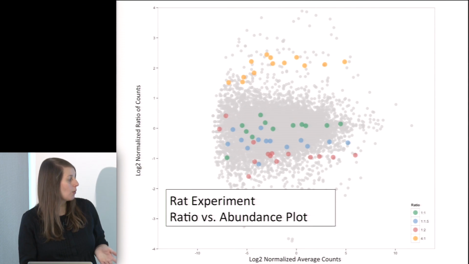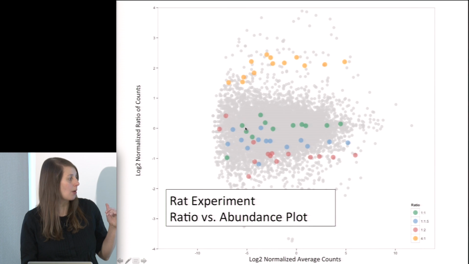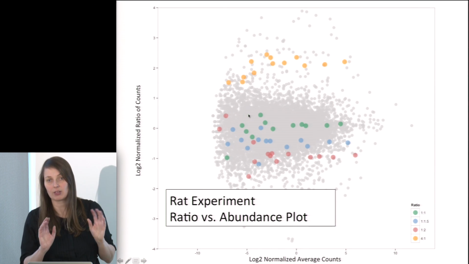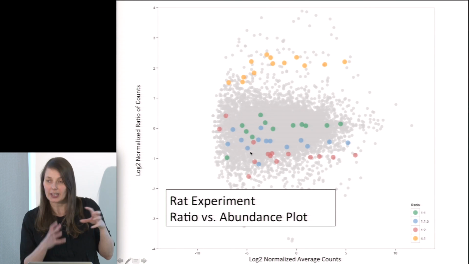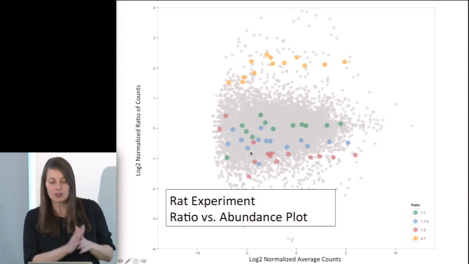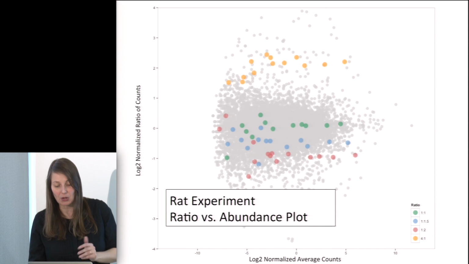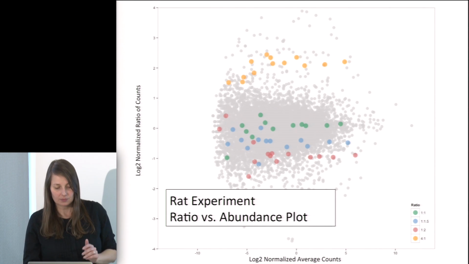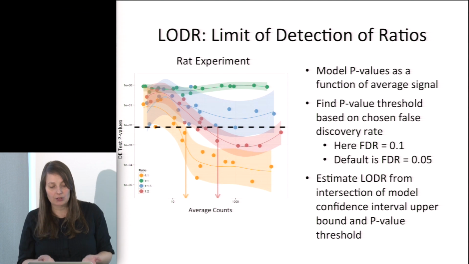And so what we really want to understand is how good are we at seeing differences from no difference, right? So when can we actually detect a ratio difference reliably? You can see here that the green points and the red points and blue points are all getting muddled down at low abundance levels, and so it's really important for folks to know essentially how low can you go in their experiments. And so we've developed this new metric called the limit of detection of ratios.